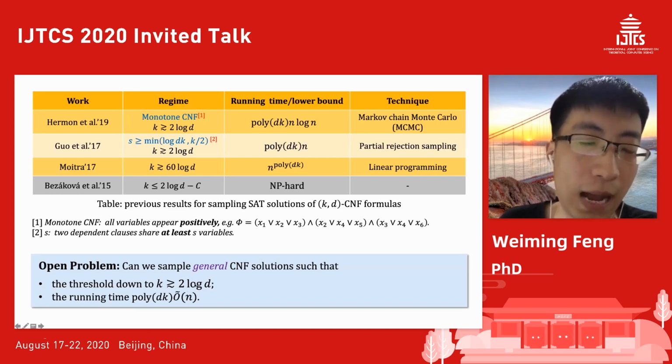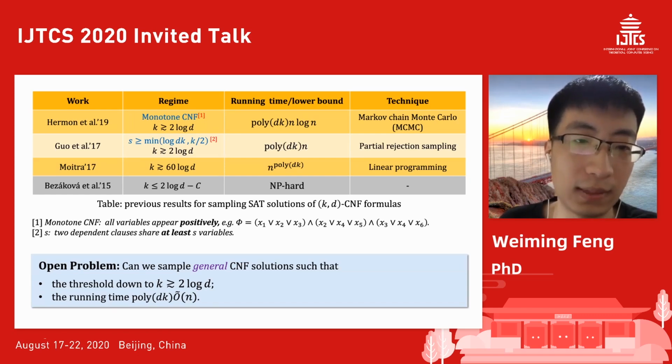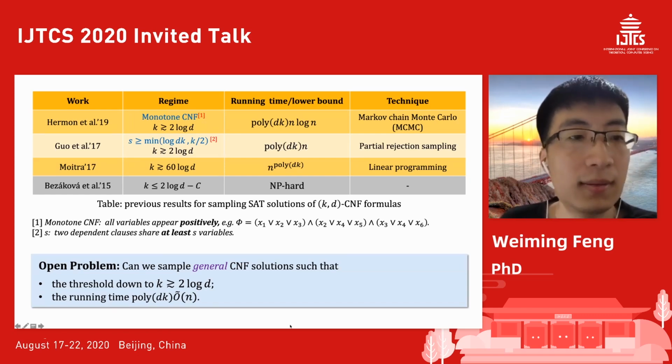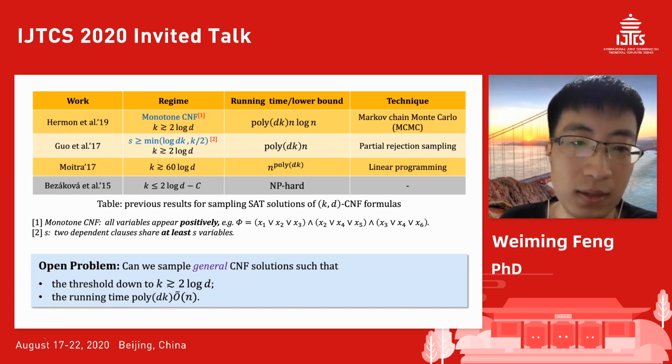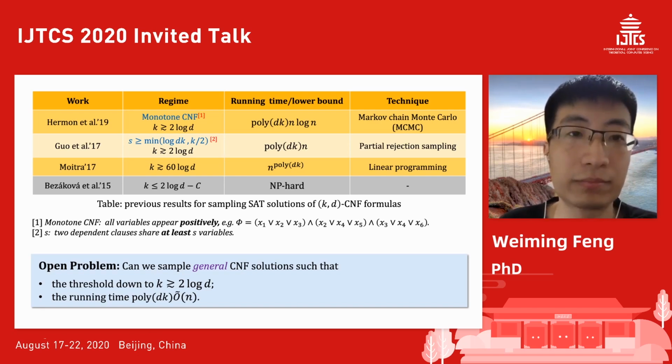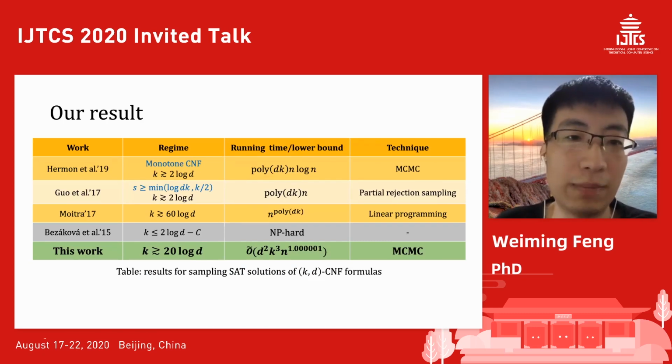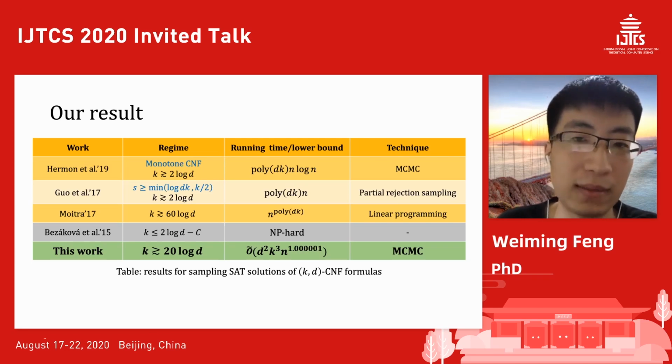If so, the upper bound will match the current lower bound and we will obtain the optimal regime for sampling and counting CNF solutions. Second, improve the running time to poly(d, k) times O(m). If so, even if d and k are unbounded, the running time is still polynomial and the dependency on m is almost linear.